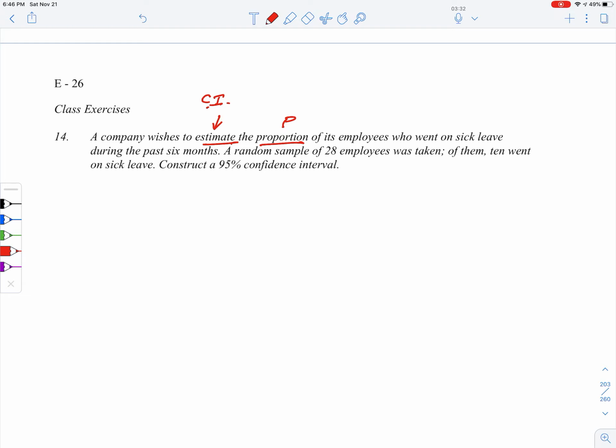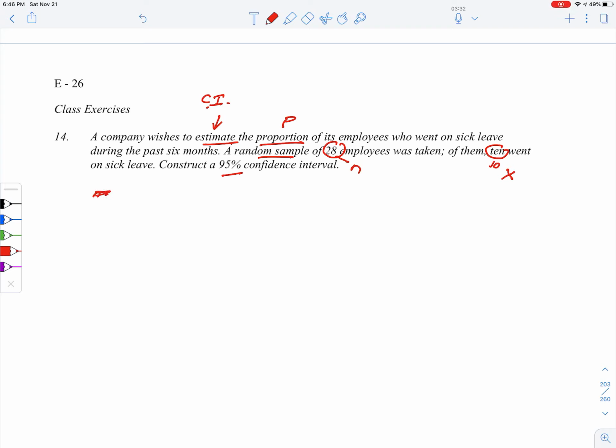The proportion of the employees who went on sick leave during the past 6 months. Now, I don't know why they can't just pull up the HR records, but this is what we've got. So we take a random sample, little n then, right, because this is a sample of 28 employees was taken, and 10 of them, that's actually our number of successes in a binomial experiment, went on sick leave. Construct a 95% confidence interval for the proportion.